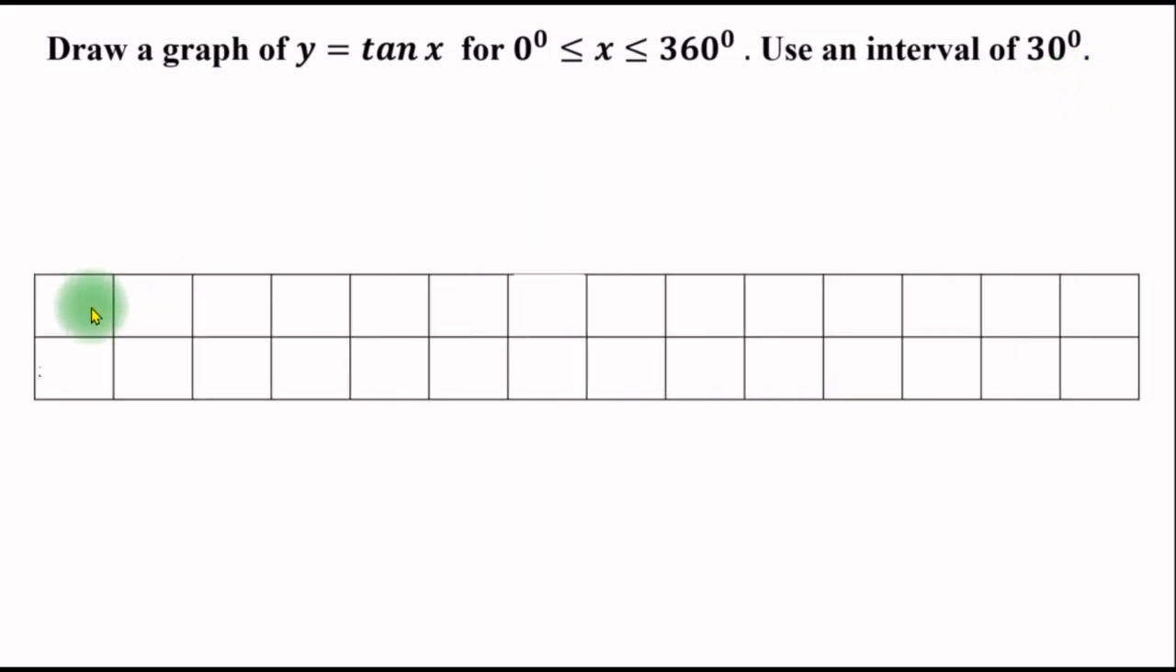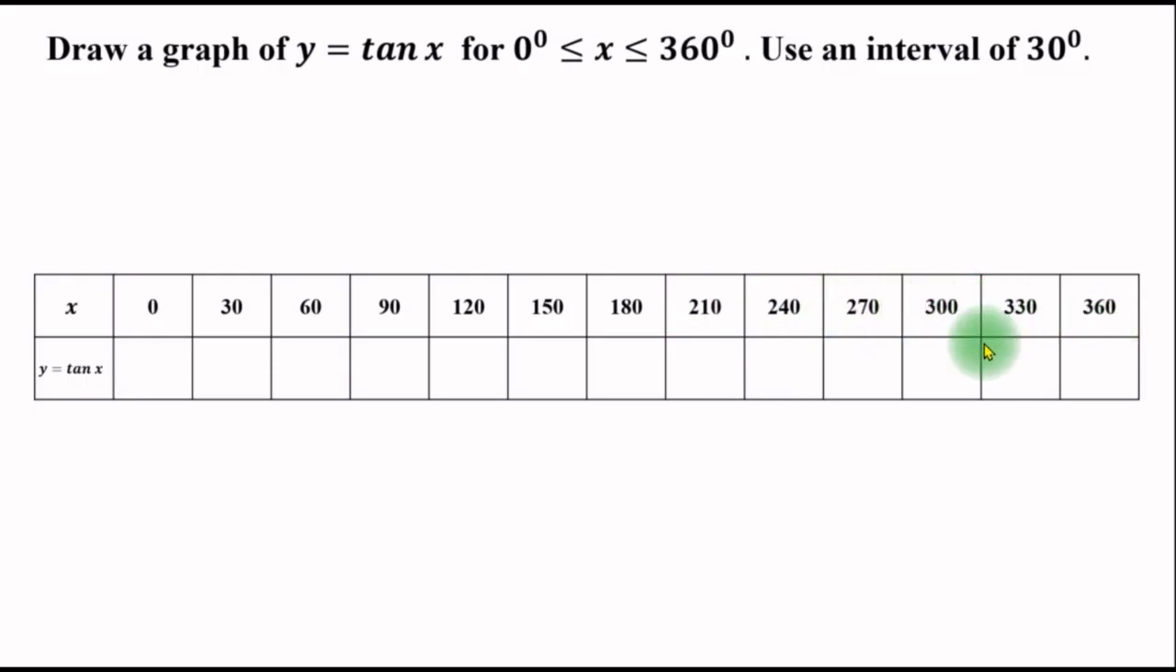So we have a table. Here we have the value of x, and here y equals tan x. Then from 0, 30, 60, 90, 120, 150, 180, 210, 240, 270, 300, 330, and 360.